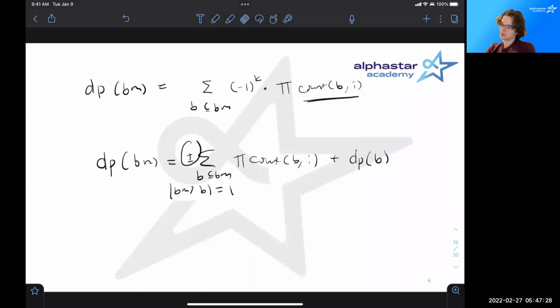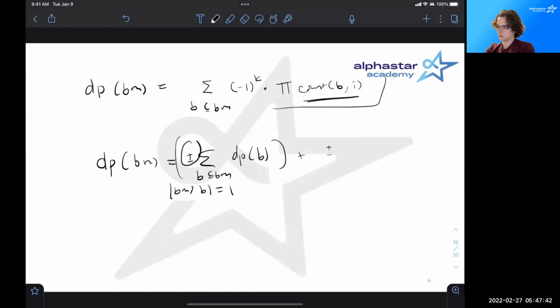I guess that probably should not be the base case. This should be something like this plus minus. Like, by the way.